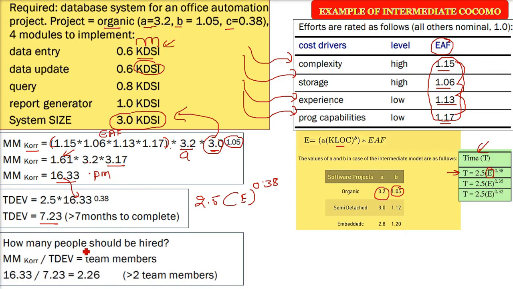Now how many people should be hired? For that, this is a very simple division. You divide the effort by the time of development. So 16.33 divided by 7.23, which is the effort divided by the time of development, is going to give you the number of team members. When you do 16.33 divided by 7.23, you will get 2.26. So it has to be greater than 2 team members, so around 3 members you will need.